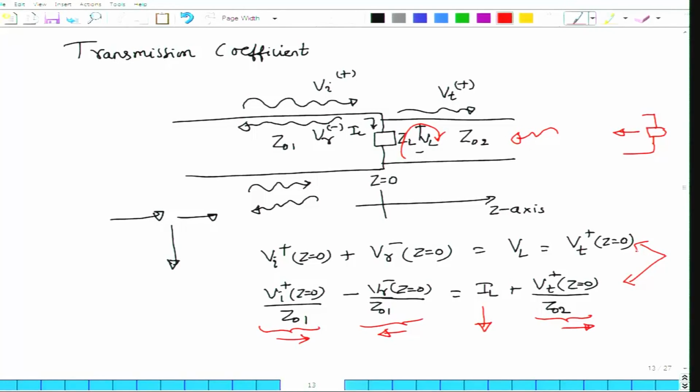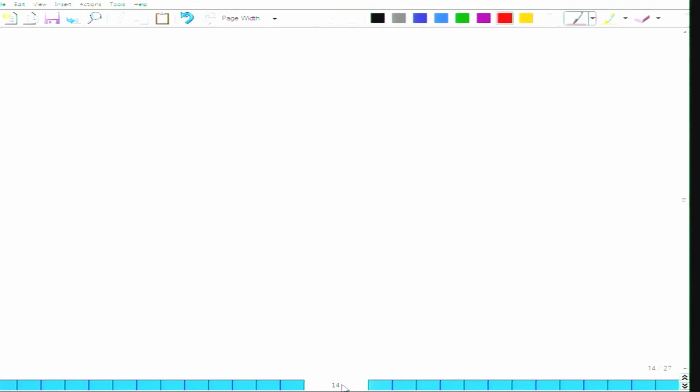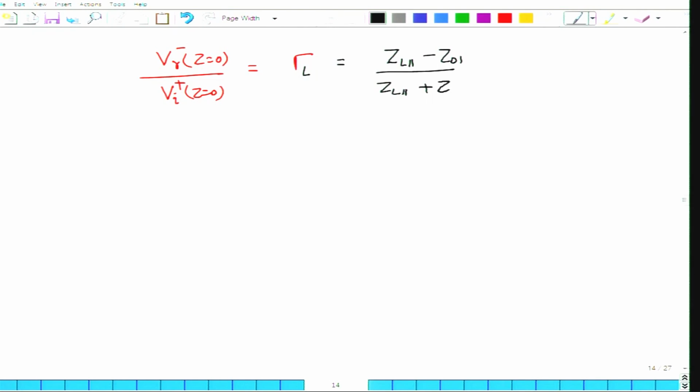I will not simplify them because this is mostly algebra and we do not really gain much physical intuition there. But if you simplify these two equations and find the ratio of VR minus, that is the reflected voltage, at z equal to 0 to Vi plus at z equal to 0, this would be the reflection coefficient for the first transmission line. Since there are only two transmission lines, it is understood that this is the reflection coefficient at the first transmission line. Therefore, I will remove this subscript 1, I call this gamma L, and this gamma L is now given by ZL parallel minus Z01 divided by ZL parallel plus Z01.